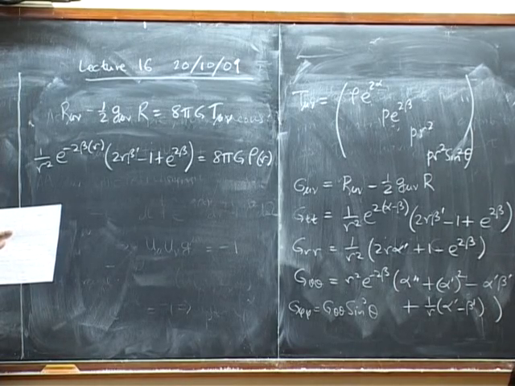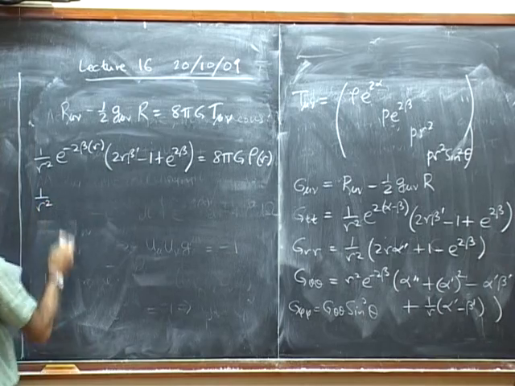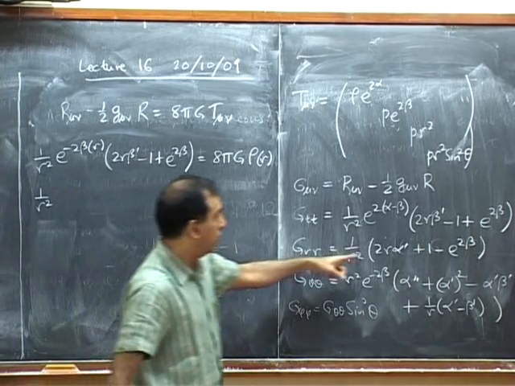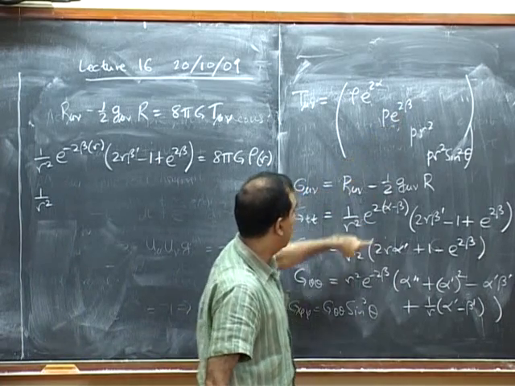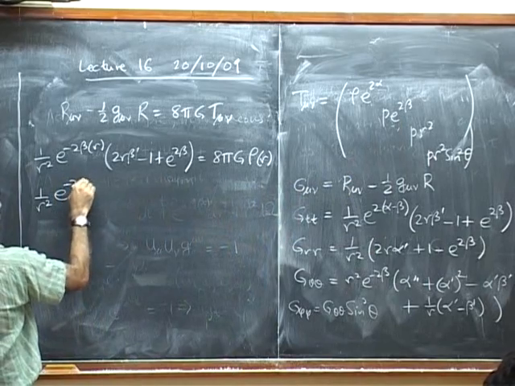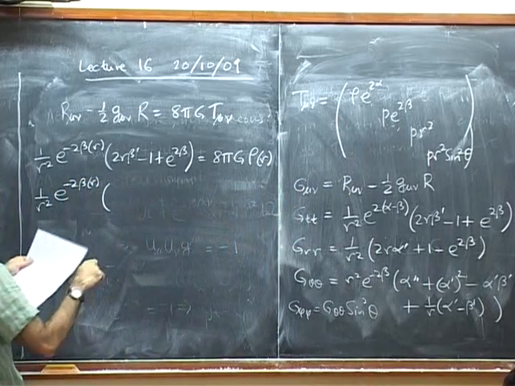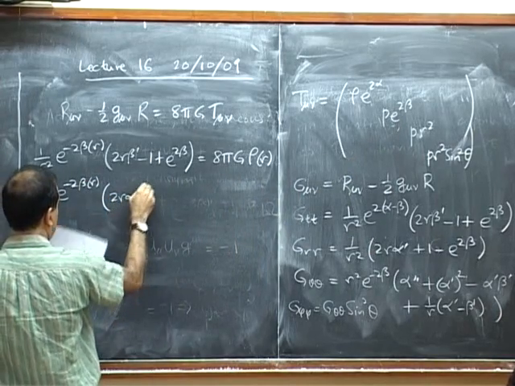So I hope this one is very clear. The second one follows suit. It is 1 by r squared. In the second one, the rr equation, this is equal to that. So we bring e to the minus 2 beta on the other side. So this equation also has the same opening factor. Then the rest of it is also rather similar.